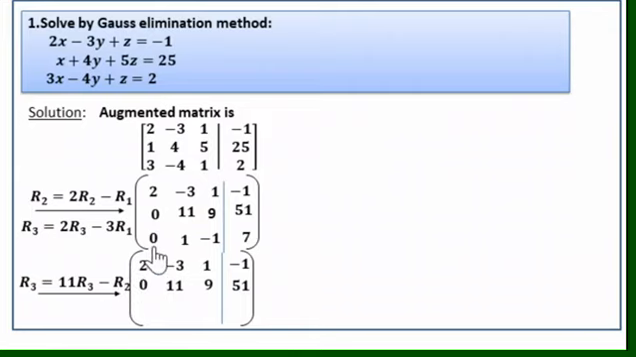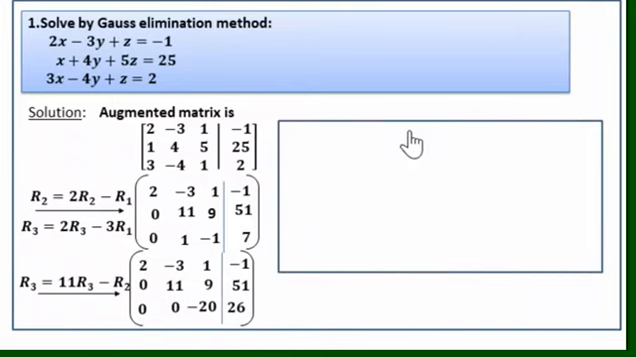Applying this, 11 into 0 minus 0, 0. 11 into 1 minus 11, 0. 11 into minus 1 minus 9, minus 20. 11 into 7 minus 51, it is 26. So now it is converted into an upper triangular matrix. So we start with the last equation and solve for z. So minus 20z equal to 26. That implies z is minus 26 by 20, or z is equal to minus 1.3.